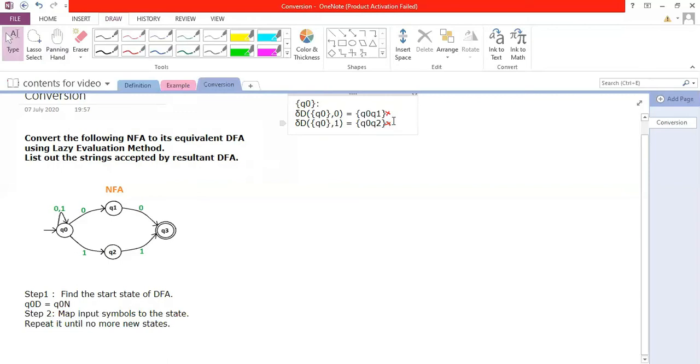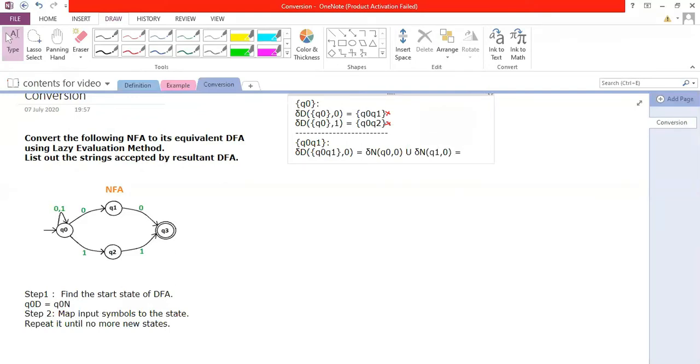Now we go for the next one. What is the next state we should take care of? It is state Q0, Q1. Remember, Q0, Q1 with respect to the DFA is one single state, and we need to work with that perspective. So it is delta D of Q0, Q1 with 0, that is delta N of Q0 with 0 union delta N of Q1 with 0.